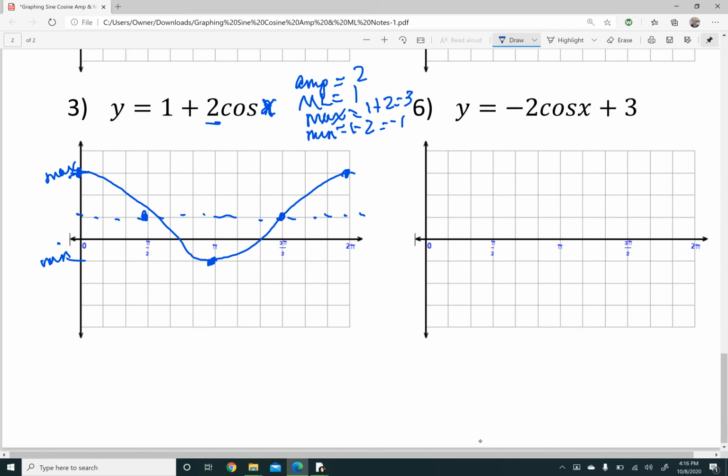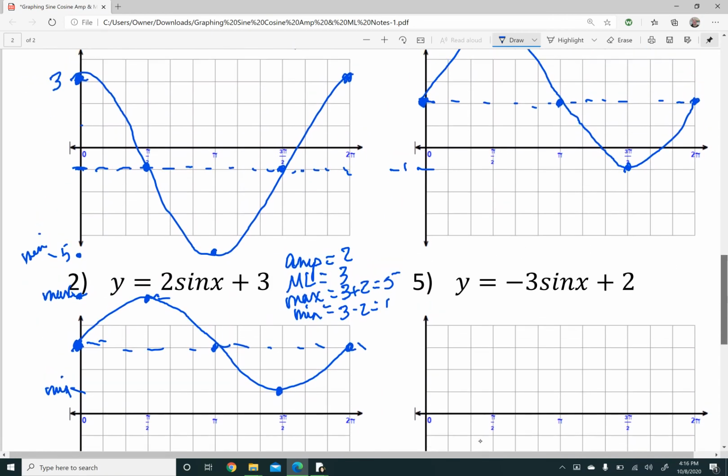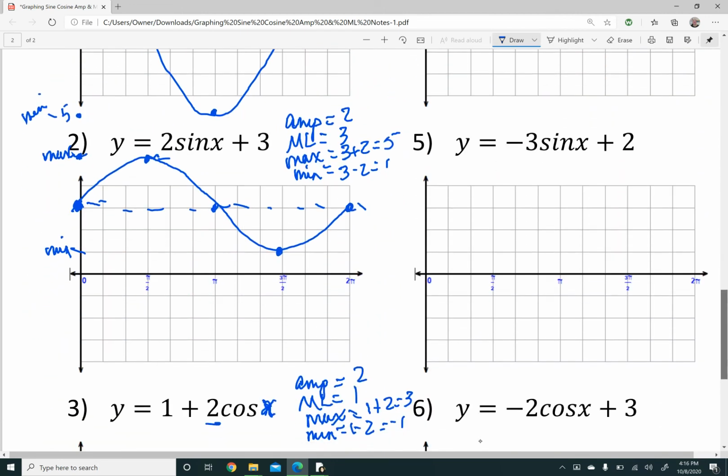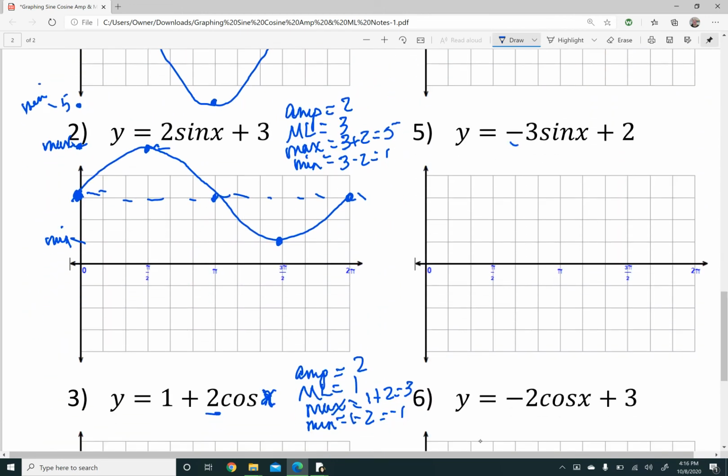We've already done number 4. So number 4, there it is, and then number 5. So what's different about number 5 is this negative right here, okay? Our amplitude, remember it's positive, should be 3. Our midline should be 2. Our max would be 2 plus 3, which is 5. And our min is going to be 2 minus 3, which is negative 1.